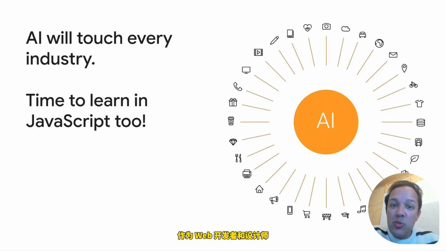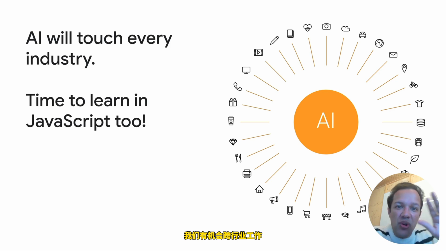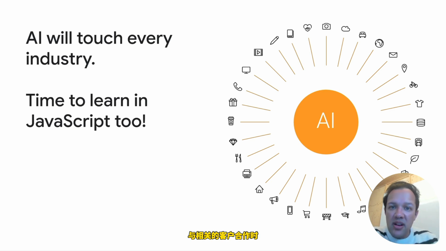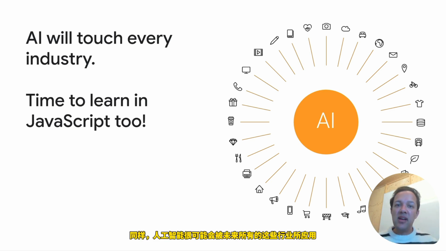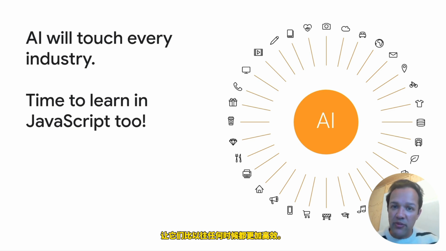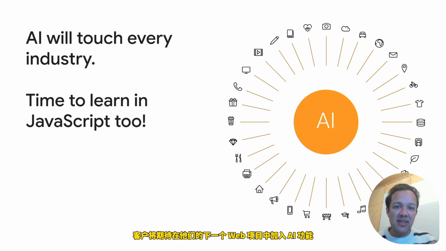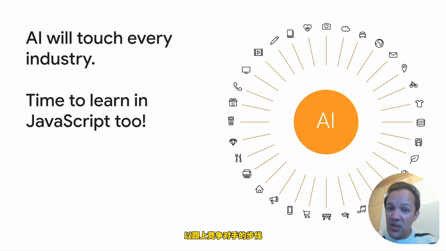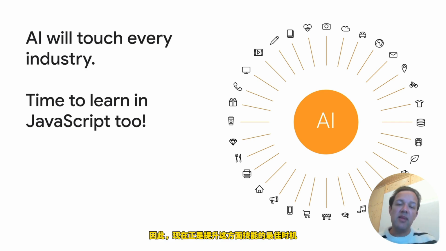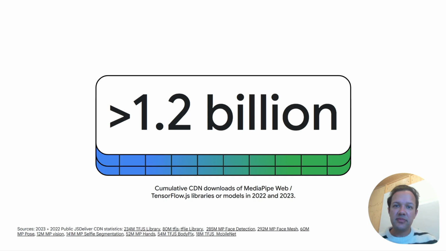Now then, as web developers and designers, we have the privilege of working across industries when we work with our customers. And in a similar manner, artificial intelligence is likely to be leveraged by all of those industries in the future to make them more efficient than ever before. In fact, in a few years' time, customers will expect AI features in their next web project to keep up with their competition. So now is a perfect time to upskill in this area.